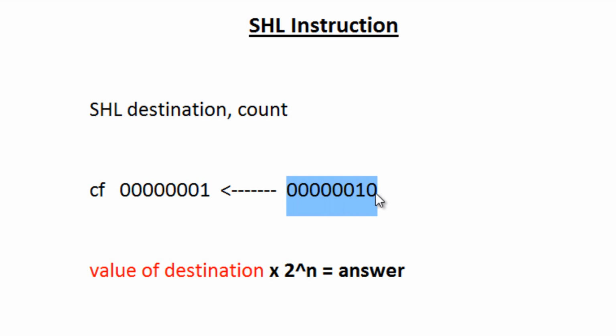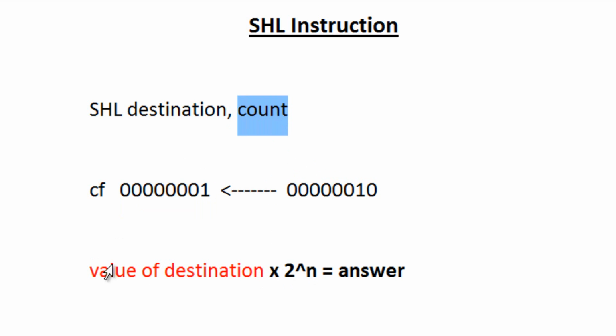So we can figure out our answer by using a mathematical equation, right? The way this works is, it's the value of the destination operand, whatever value you give it, times 2 to the n power. And that's our answer. The n is the count, whatever we put as the count. Here we have a value of 1, and I used the count of 1. But you can have a count of 2, 3, doesn't matter, right?